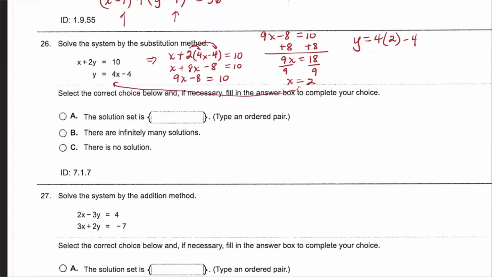So that means 8 minus 4, or simply 4, y equals 4. So the answer is the point. Notice where it says the solution set is, and they open up these braces. You have to type an ordered pair inside of there. You have to put your parentheses and put your 2 comma 4. They only intersect at their one point.